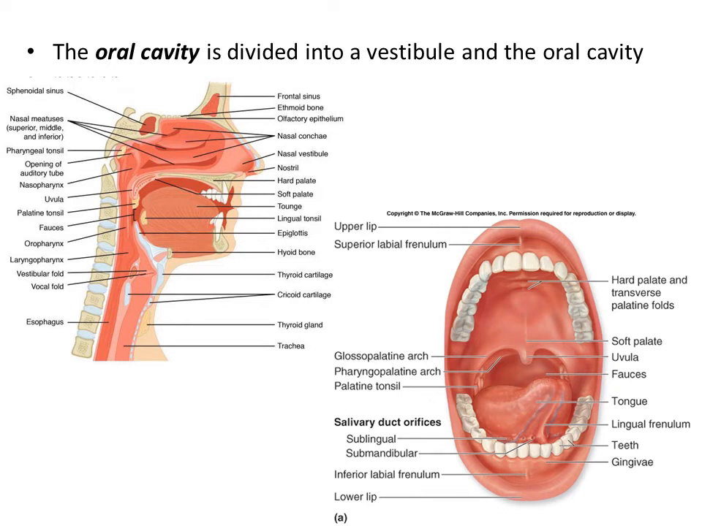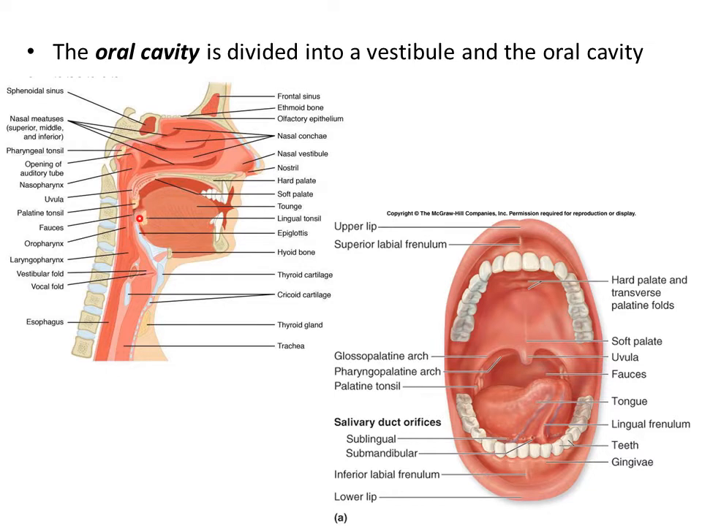The oral cavity histology. The oral cavity is divided into the vestibule and the proper oral cavity. Let's find this anatomical structure. The vestibule of the oral cavity is bordered by the lips, the posterior part of the lips, gingiva and teeth. The proper oral cavity is the rest of the oral cavity, bordered by the gingiva, the posterior surface of the teeth, hard palate, soft palate, and the tongue.